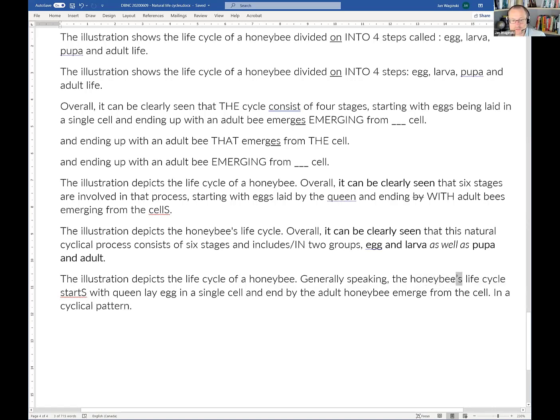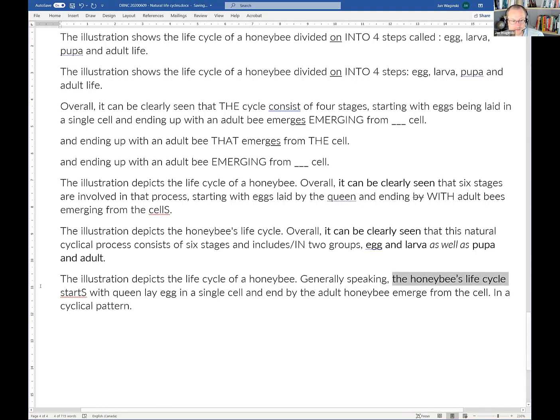Yes, and we use this possessive s because the life cycle belongs to the honeybee. It's like saying John's bike was stolen. John apostrophe s bike was stolen. So the bike belongs to John. So we show possession with apostrophe s. But here, this is a big noun, right? The honeybee's life cycle. Yes.